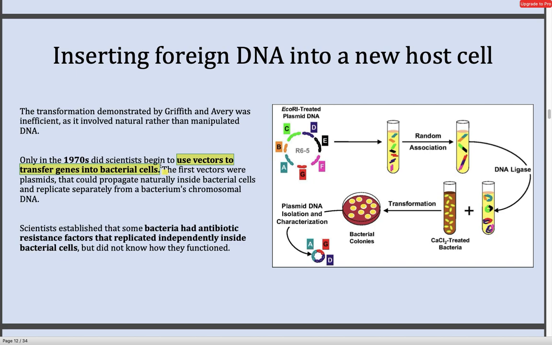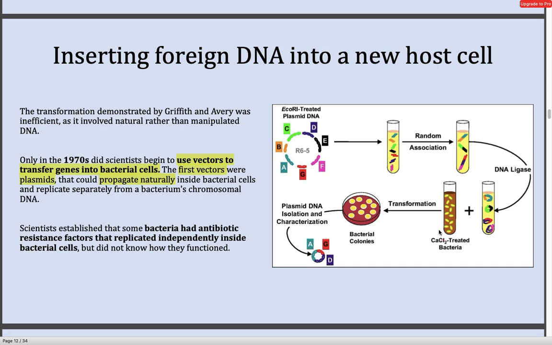No? Okay, cool. So when you do that, you can get a combination of C and D, C and E, C and F, and so on, just because all of them have the same restriction enzyme and you're randomly adding ligase into your mix. From there, they use calcium chloride to treat the bacteria, which is often used as a transformation step, and then you will get bacterial colonies on the plate.